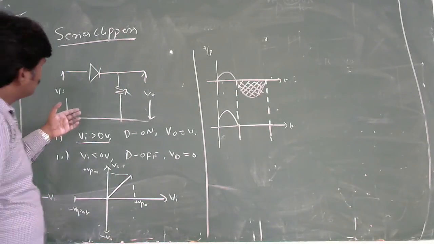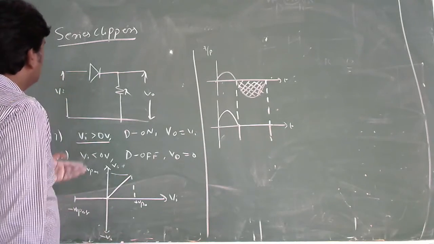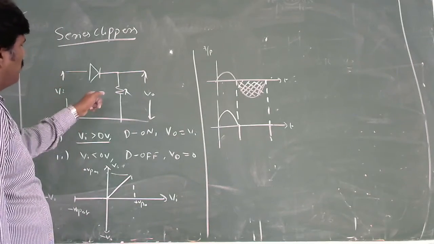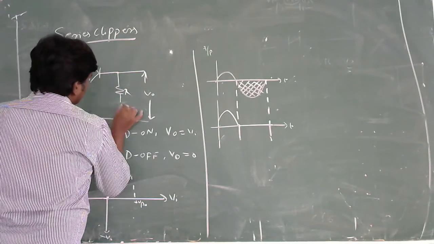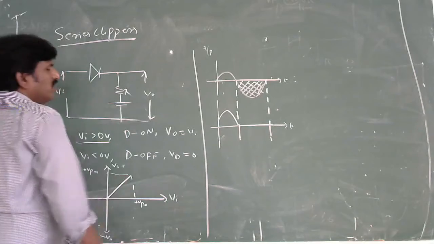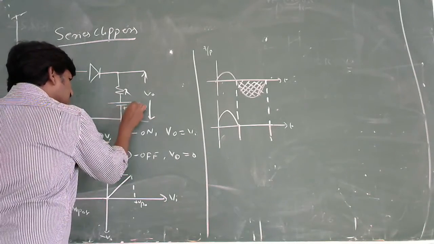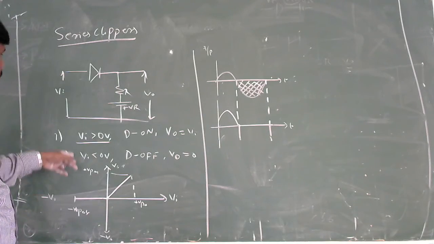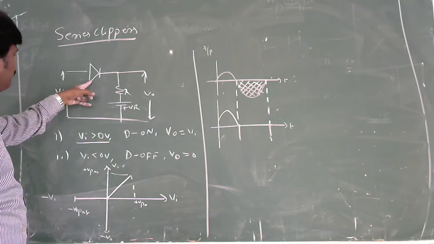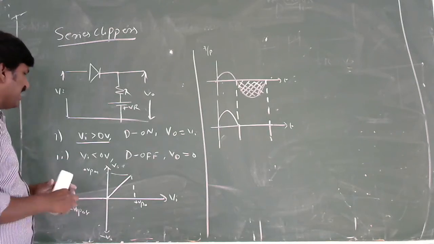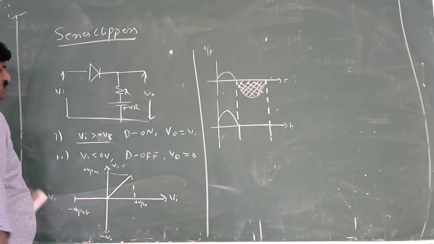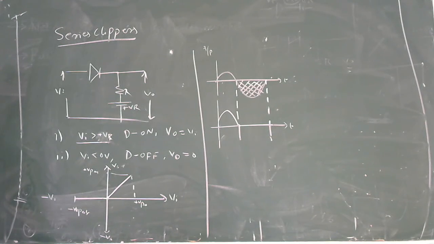You can also change the direction of the clipper, or you can add some reference voltage. Once you add the reference voltage, what is going to happen? Just observe here. Let me consider we have added one reference voltage, that too a positive reference voltage. Now the condition to be followed to get the diode into conduction is Vi greater than the positive reference voltage.